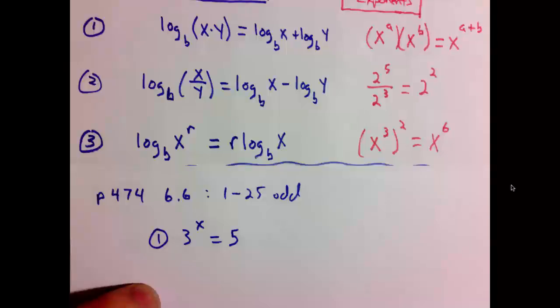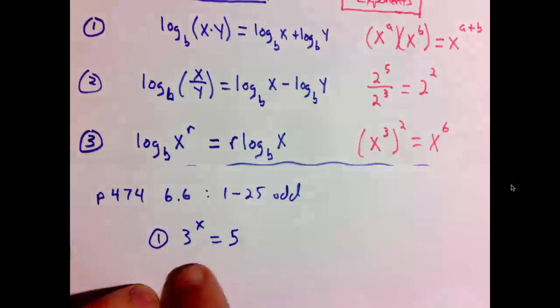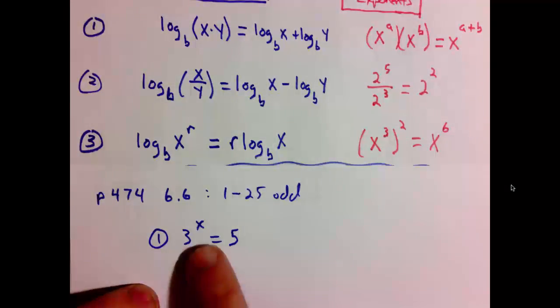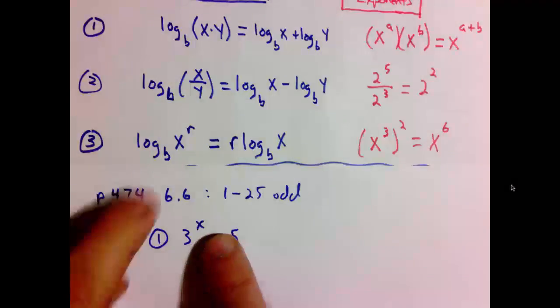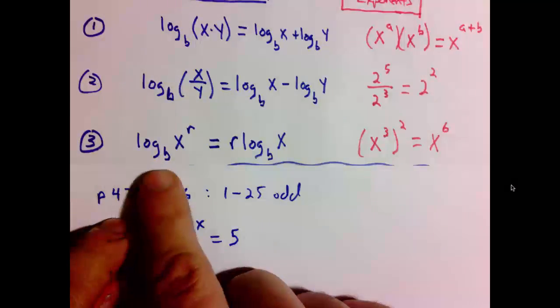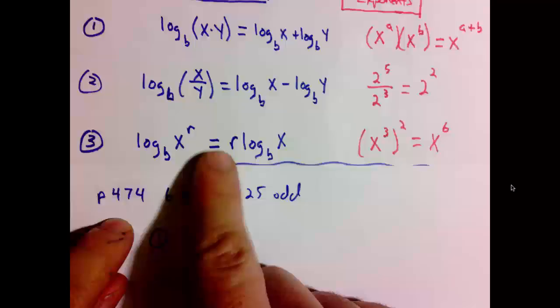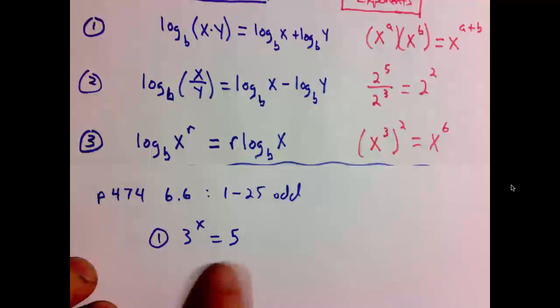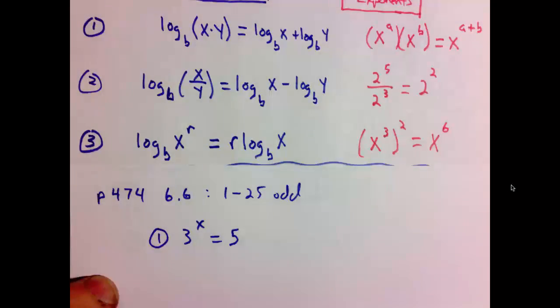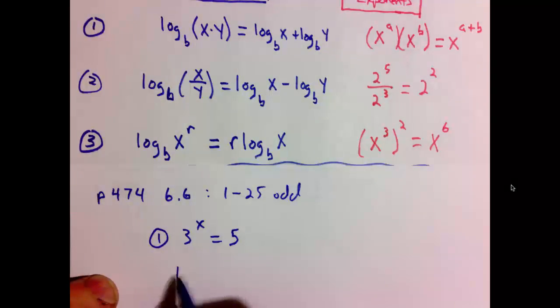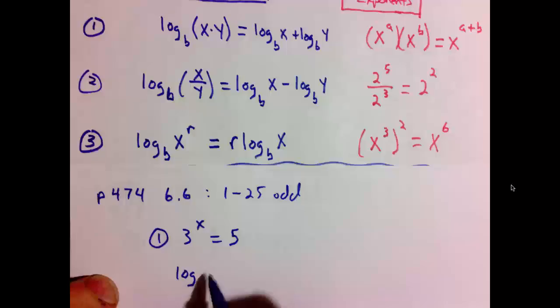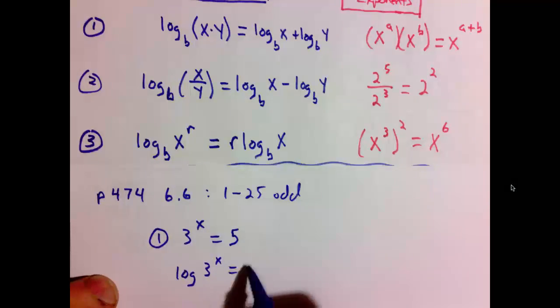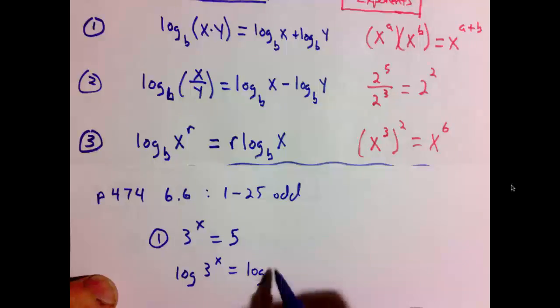Alright, what we're going to employ in this one, and very often when we're dealing with some kind of exponential function, is this idea that if we take the log of something to a power, we will simply write the exponent in front. So I'm going to take the log of both sides of this equation. I'm going to take log of 3 to the x equals log of 5.